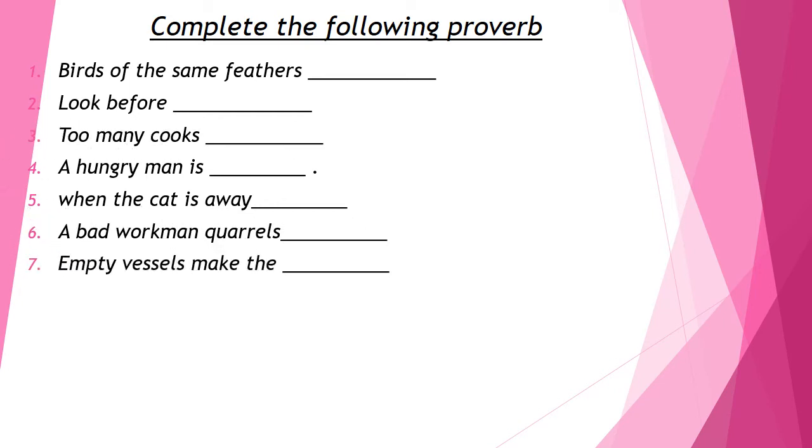Empty vessels make the most noise. That is number 7. Commonly, people with little knowledge or people who have not engaged themselves in any serious task commonly talk much. They have a lot of stories. They have all the topics that they can do.